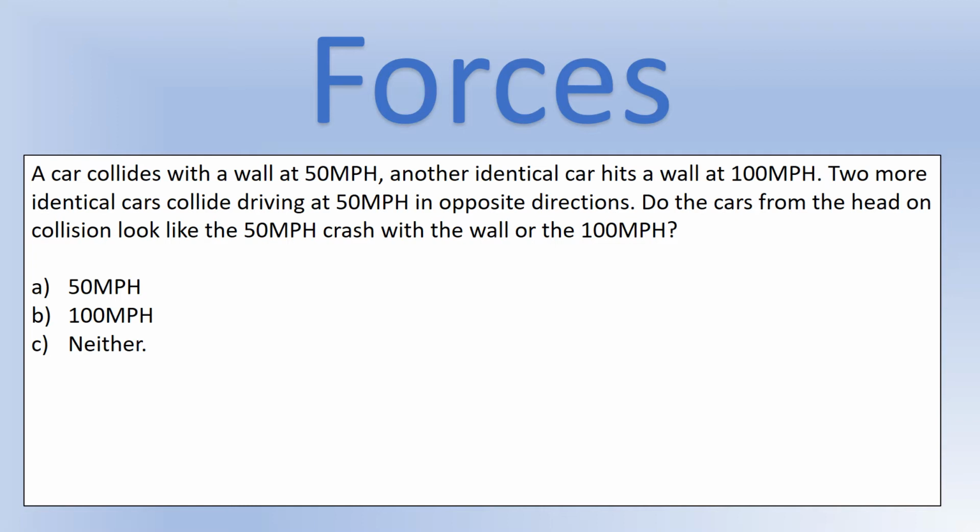I don't know where we're getting all these identical cars from. So again, each of them has the same mass. They're traveling at 50 miles an hour, but in opposite directions. So do the cars from the head-on collision look like the 50 mile per hour crash or the 100 mile per hour crash with the wall? So again, pause the video, have a think, select your answer and maybe think of some reasons why you think that's the answer, and then we'll take a look at what you should have got.